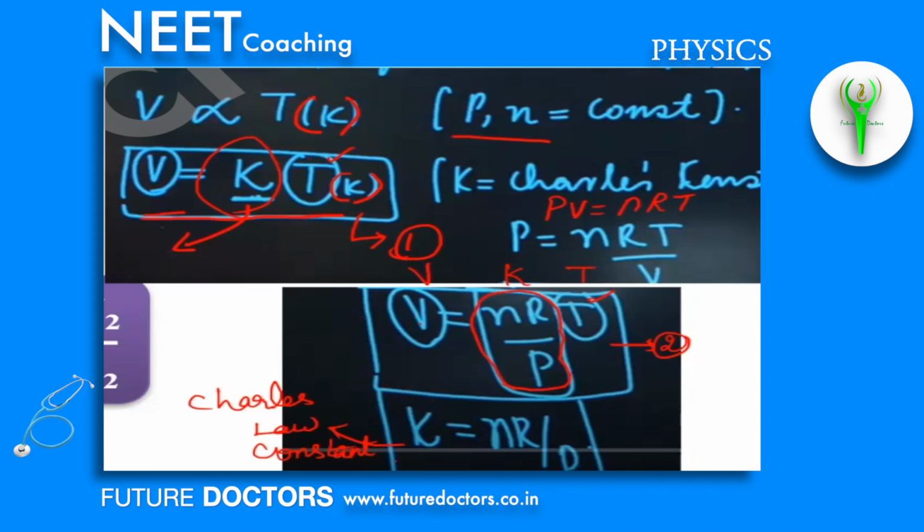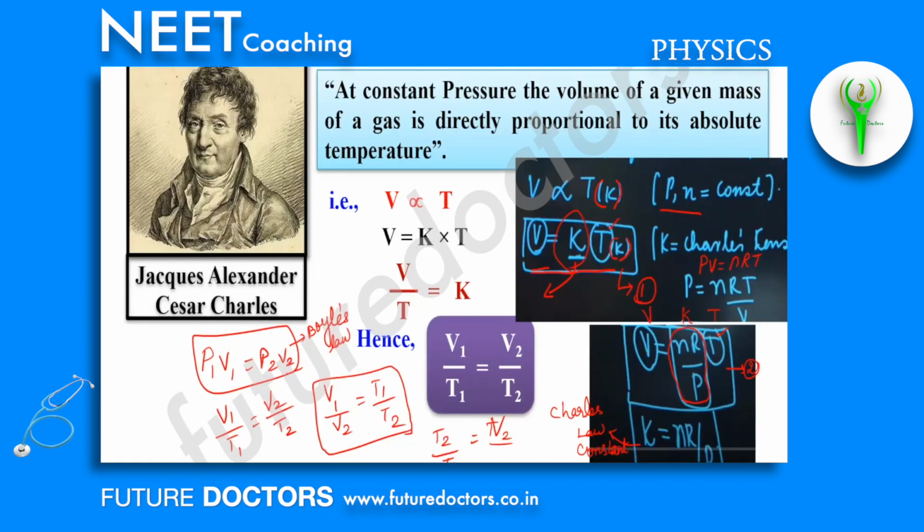Or we can write V1 by V2 is equal to T1 by T2. Or we can also write T2 by T1 equal to V2 by V1. So different ways we can write this formula: V1 by T1 equal to V2 by T2, or T2 by T1 equal to V2 by V1.